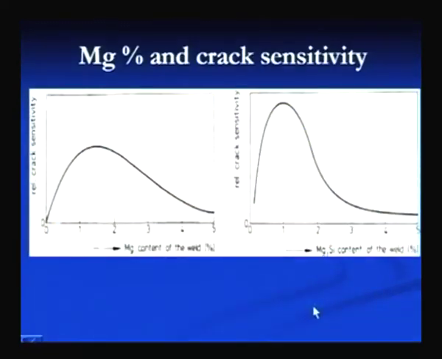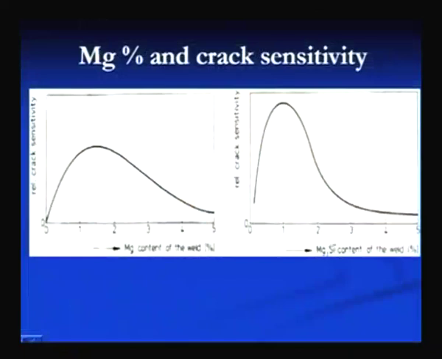If the aluminum filler wires are not selected properly, it can lead to cracking of the weld joint immediately after the welding. These two diagrams show the cracking sensitivity of the weldment as a function of the magnesium content, as a function of Mg2Si content in the weldment. Here you can see relative crack sensitivity increases with the increase in magnesium content up to say 2%, and then it starts to decrease.